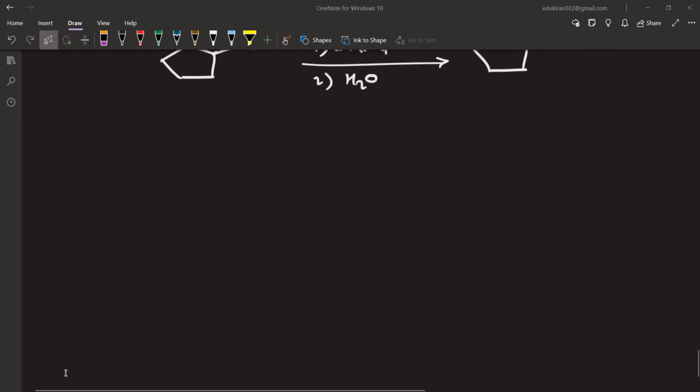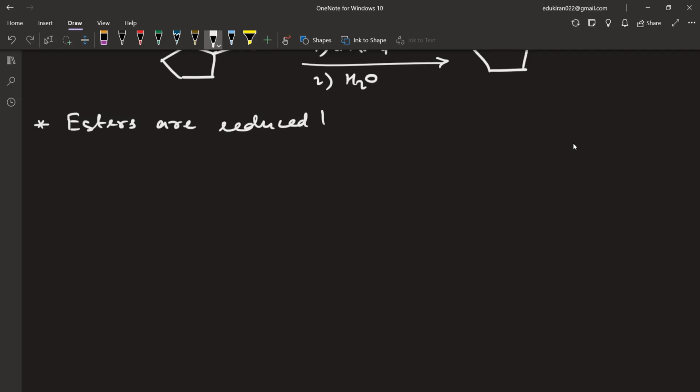ओके, वेरी गुड. सी, अब देखिए ईस्टर्स से कैसे बनते हैं. तो व्हाट आर ईस्टर्स? प्लीज राइट हियर. फर्स्ट ऑफ ऑल, esters are reduced to alcohols, and they give a mixture of two alcohols.